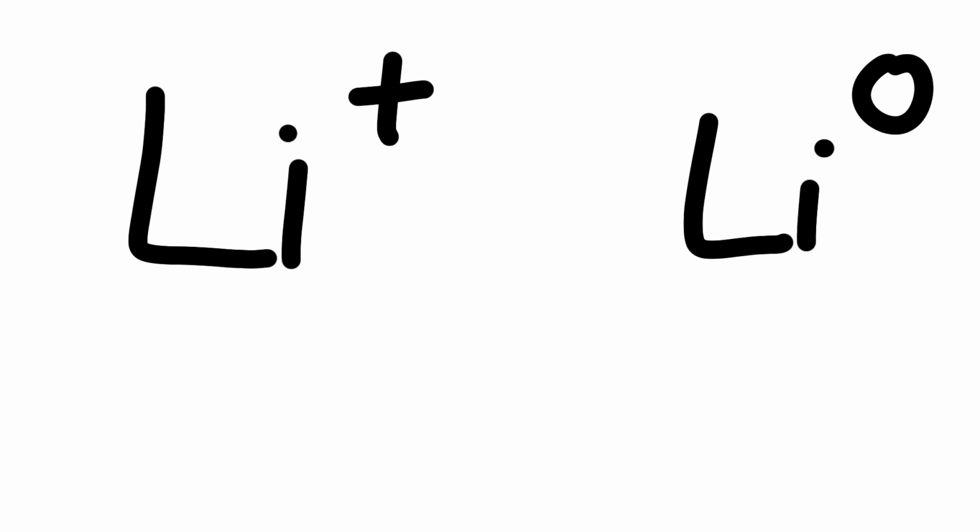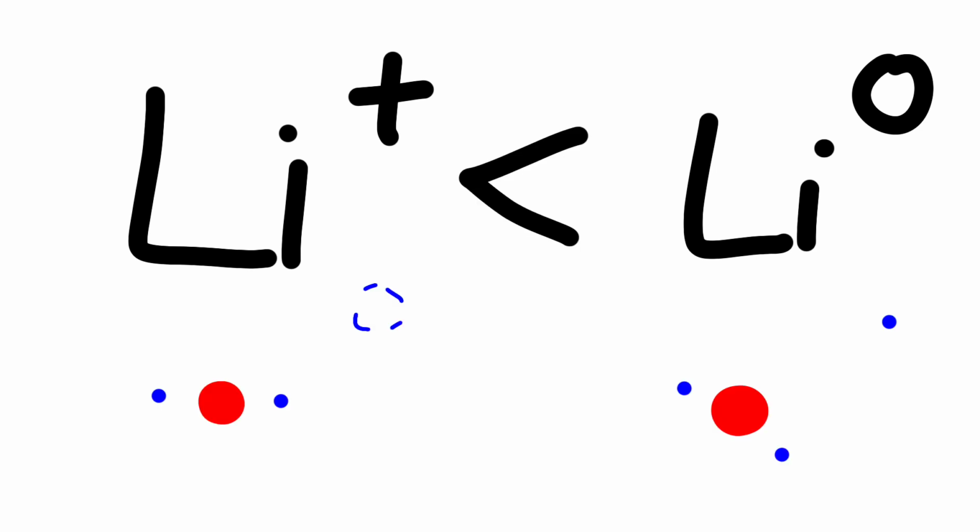If you notice, lithium has 2 electron shells. Its only valence electron is in the outer shell. So when lithium loses that electron to form the ion, you basically just got rid of your entire electron shell. So obviously, you're going to be way smaller than a normal lithium atom.